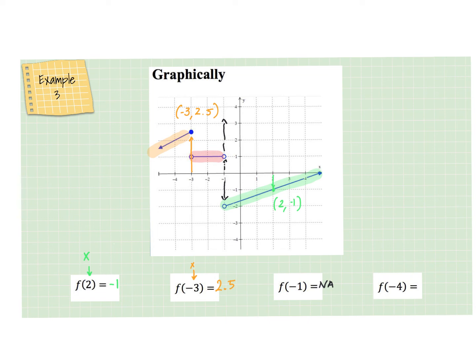All right, now I'm going to go to -4. And so I have my x value of -4. I go straight up and it touches there. That coordinate is -4 comma 2. That means that f of -4, that's my x value, equals 2.